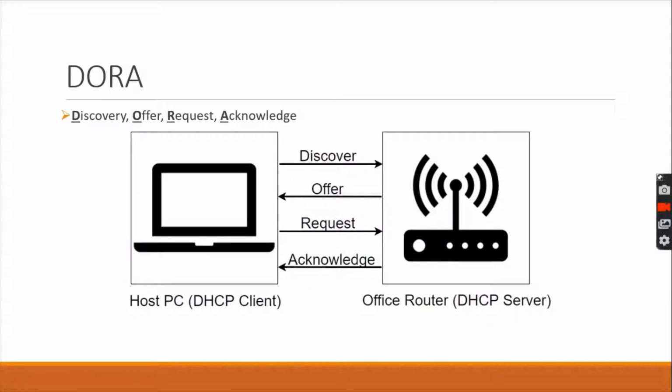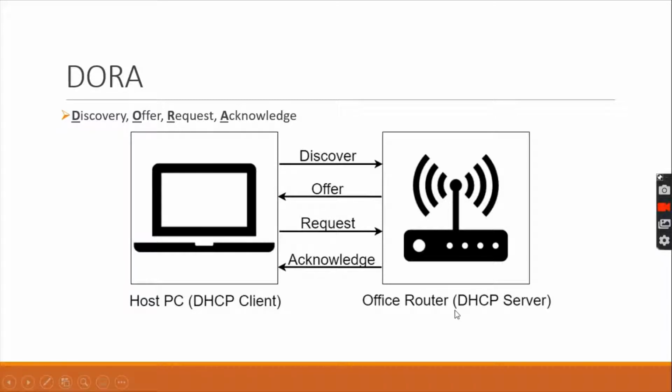The DHCP auto configuration occurs through the DORA process. DORA stands for Discovery, Offer, Request, and Acknowledge. So when a new DHCP client connects to the office network, the first thing it will do is send a discover packet to the broadcast address 255.255.255.255.